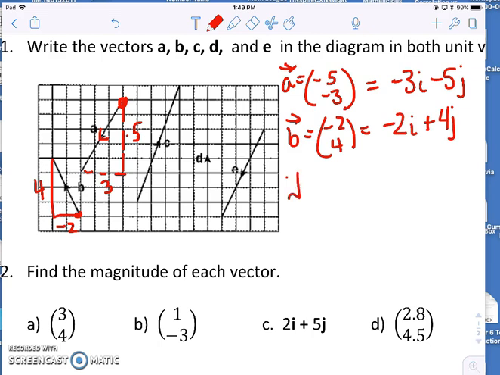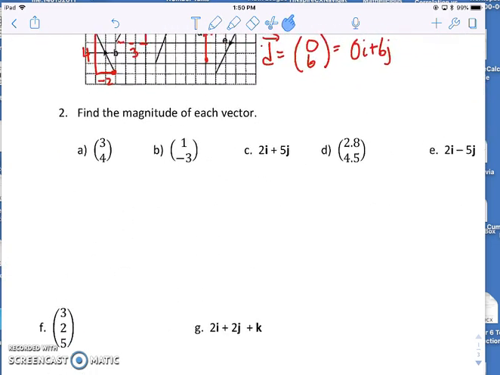And D is really tough to see. But let's say, it might be different on yours if I highlighted it, but it's going up. So there's no x movement, and it's going up 1, 2, 3, 4, 5, 6. So it would be 0 i's plus 6 j's.